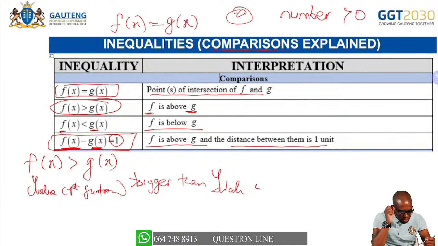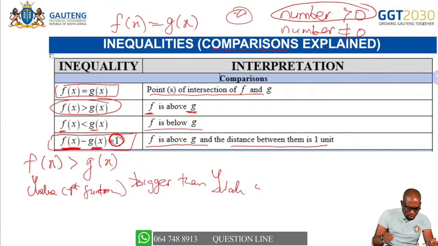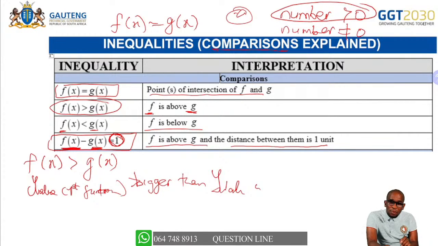That's very, very important. But you only look at that concept if the number after the equal sign is not equal to 0. It can be bigger than 1 or smaller than 1. When that number is not equal to 0, then you are going to locate a region where f is above g and the distance between them is given by whatever number they put after the equal sign.